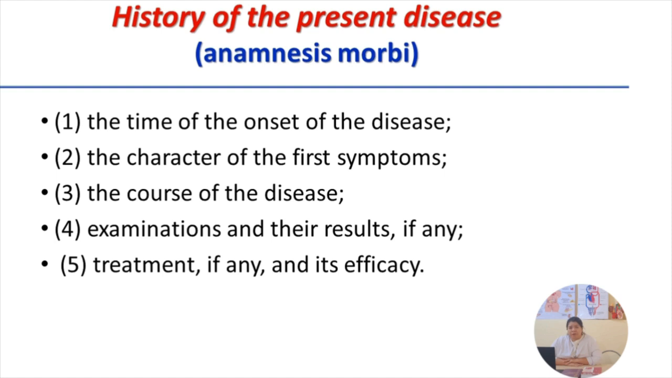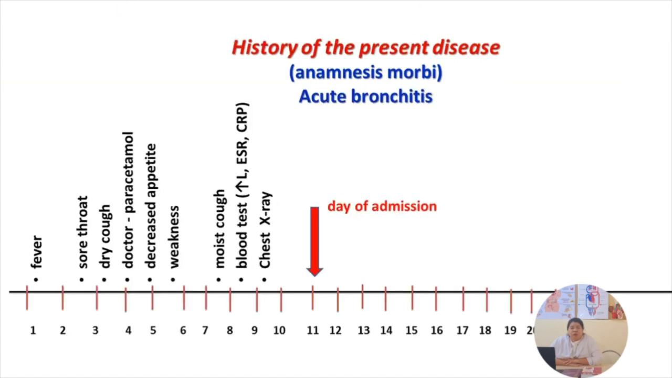After collecting the complaints and detailing each of them, main, additional and general, you go further to collect the anamnesis morbi, or history of the present disease. During this part, you should pay attention to the time of onset of the disease, the character of the first symptoms, course of the disease, examinations and their results, if any, treatment, if any, and its efficacy. You should ask about the onset from the beginning. This is history from the beginning of the disease till the present moment.